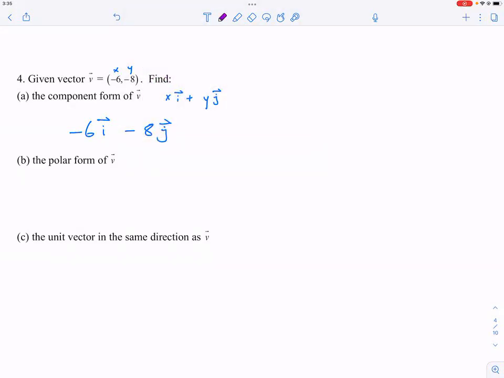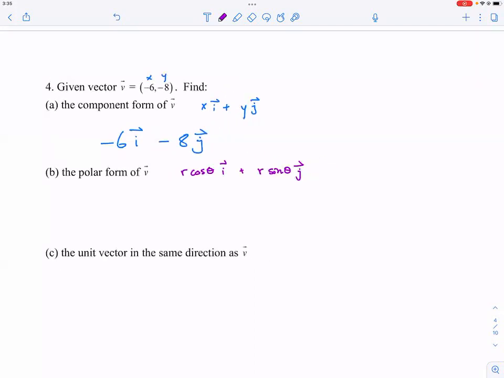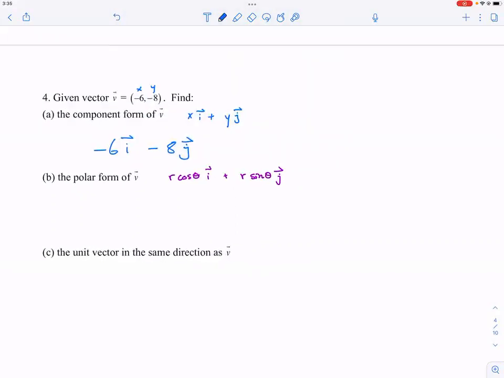And for the polar form, it's like the xi and yj form, but we don't use x and y. We use r cosine theta for x, and don't forget the i. And then we use r sine theta for j, that's the y. So we need to find out the r, which is the magnitude. So what's the magnitude of v?